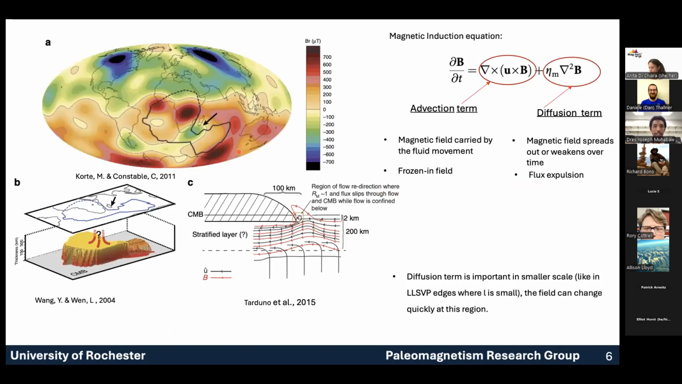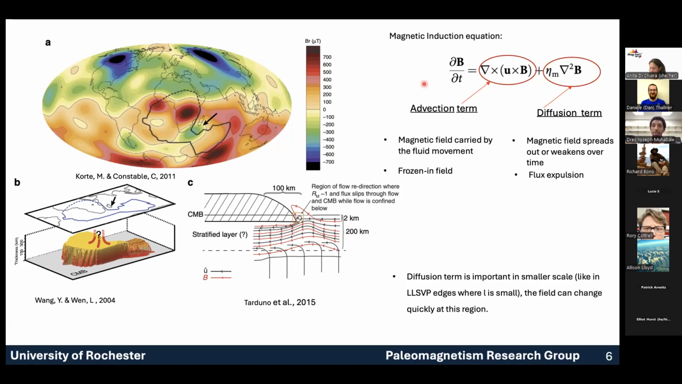This is the radial component of the Earth's magnetic field, at which the large low shear velocity province is outlined here. And this is the topography of this large low shear velocity province. And here they present a model of how this large low shear velocity province may affect the Earth's magnetic field. The red lines are the magnetic field lines, while the black lines are the fluid flow directions. So they identify the Earth's magnetic field in this region with magnetic induction equations.